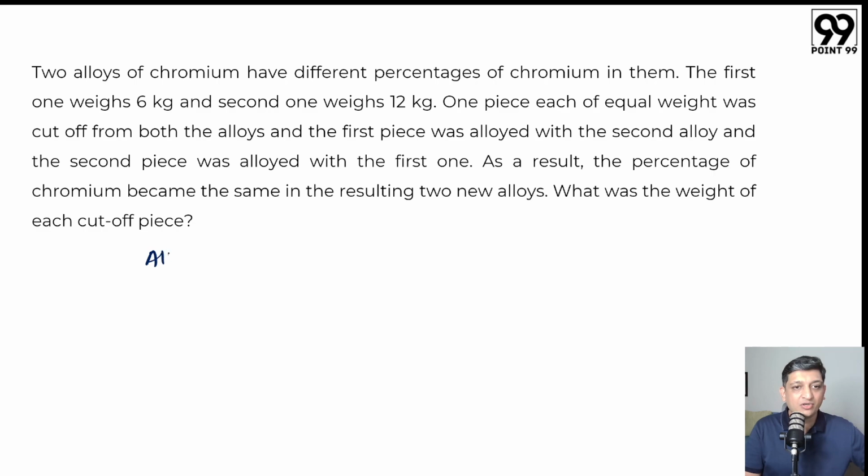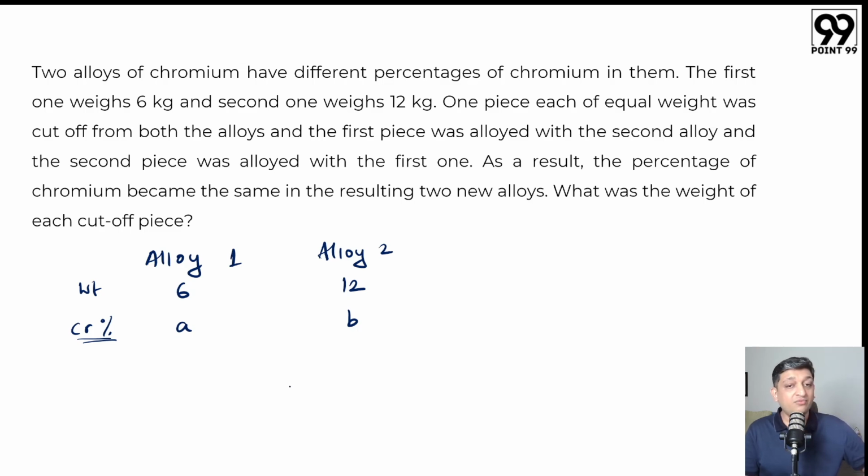So let's say we are talking about alloy 1 and we are talking about alloy 2. Now the weight of the alloys is given to us. We know that the first alloy is 6 kg, the second alloy is 12 kg. That is what we know. Now let's say for example, we are talking about the percentage of chromium here. Let's say I am saying that the percentage of chromium in alloy 1 is A and the percentage of chromium in alloy 2 is B. And because we have different percentages, we will also be able to say that A is not equal to B. So that is what we will know.